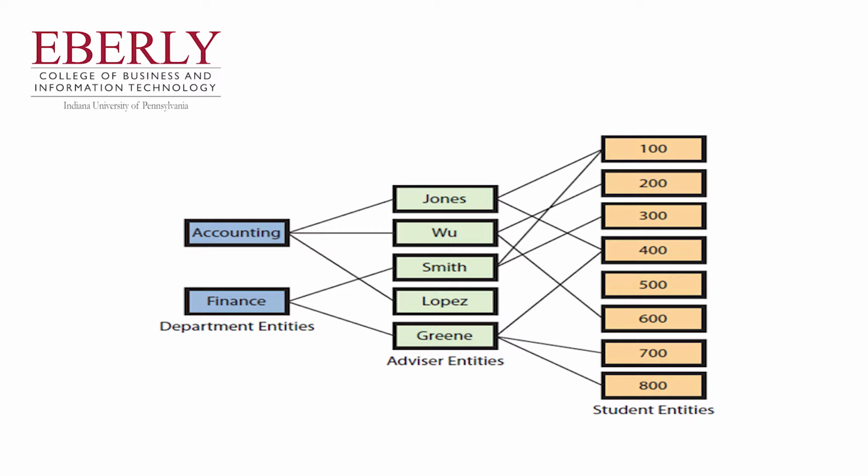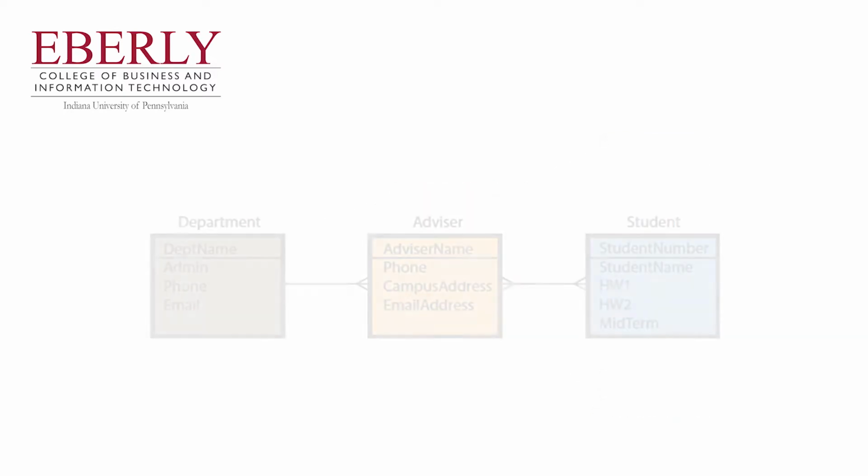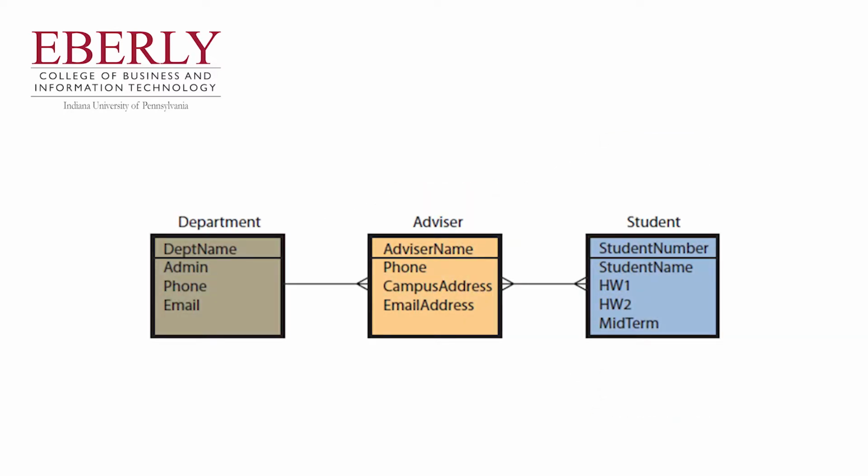Diagrams like Figure 5.18 are too cumbersome to use in database design discussion. Database design uses diagrams called entity relationship, or ER, diagrams. Figure 5.19 shows an ER diagram for the data in Figure 5.18. A line is used to represent a relationship between two entities.